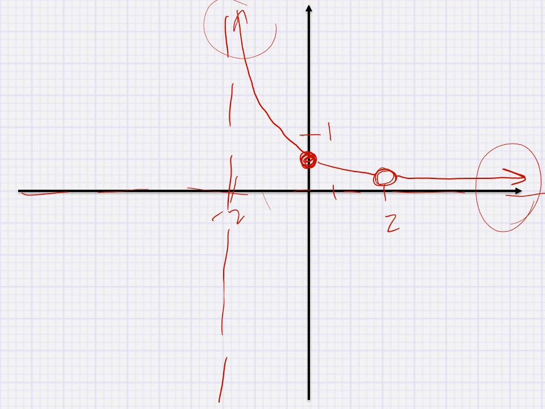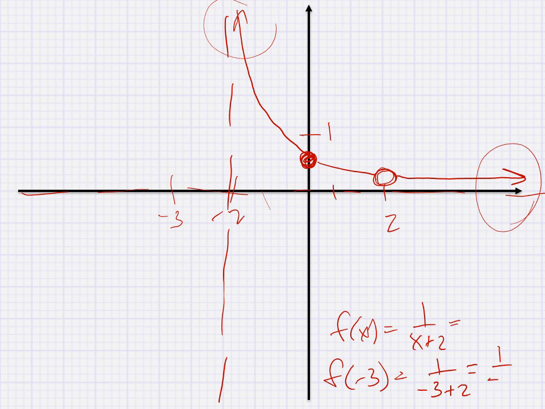All right, I need a checkpoint over here. Let's go -3. So if I plug -3 into the simplified version, which was 1 over x plus 2, I would simply get f of -3 to be 1 over -3 plus 2, so 1 over -1. So it would be down here, thus making my graph look like this.